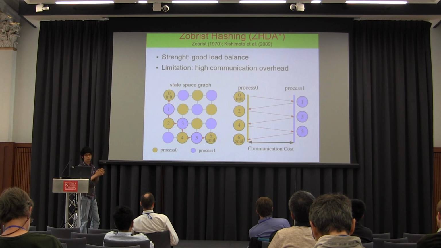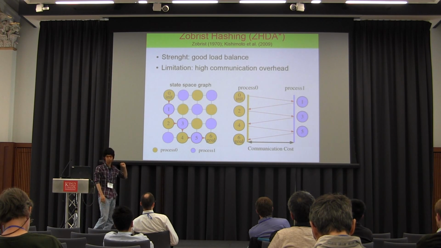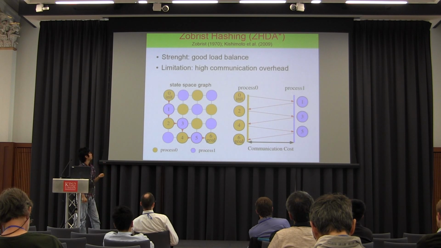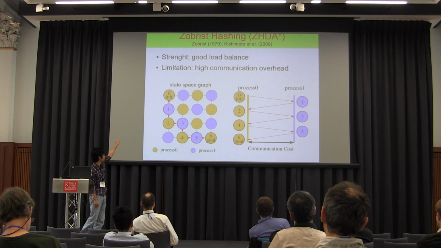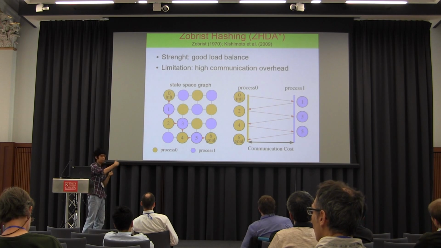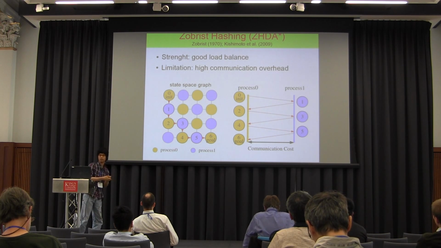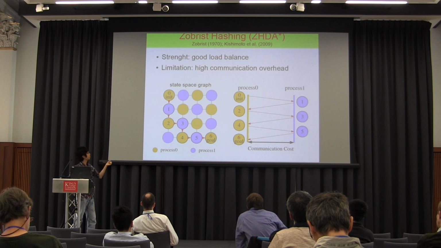The distribution of the state space graph using Zobrist hashing looks like this. It achieves quite good load balancing. But the problem of Zobrist hashing is that it requires high communication overhead. Think about a route from node 0 to node 6. It requires communication from process 0 to 1, back and forth and back and forth. So it requires redundant communications.